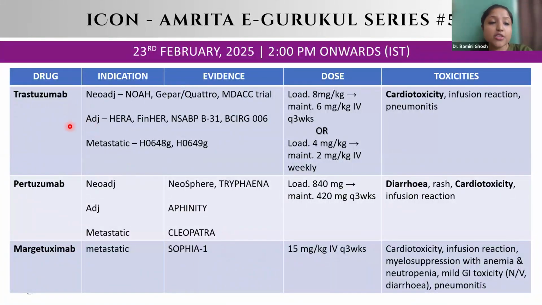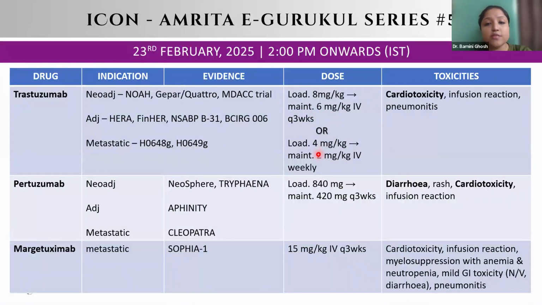Now, I have again put these drugs in a tabular form, the 3 monoclonal antibodies. As we have already discussed, they are indicated in the metastatic setting, and also trastuzumab and pertuzumab in the neoadjuvant and adjuvant setting. So I'll straight away move on to the dose. Trastuzumab has one 3-weekly dose and one weekly dose. So 3-weekly, when it is given, the loading dose is 8 mg per kg, followed by a maintenance dose of 6 mg per kg every 3 weeks.